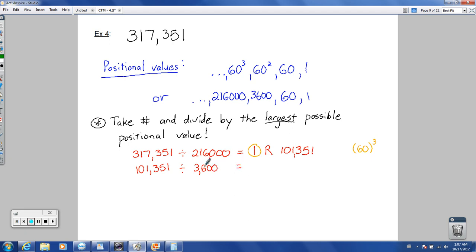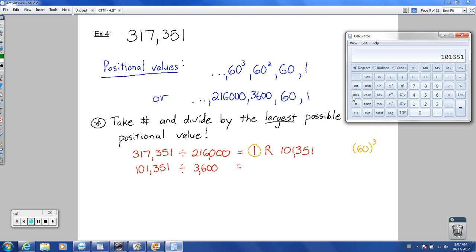How many whole times does this go into this? Let's check that out. So let's clear that. I shouldn't have cleared that. I didn't need to clear that, but that's okay. I'll rewrite that. Okay. Divide by 3,600. There we go. So it goes into there 28 whole times.